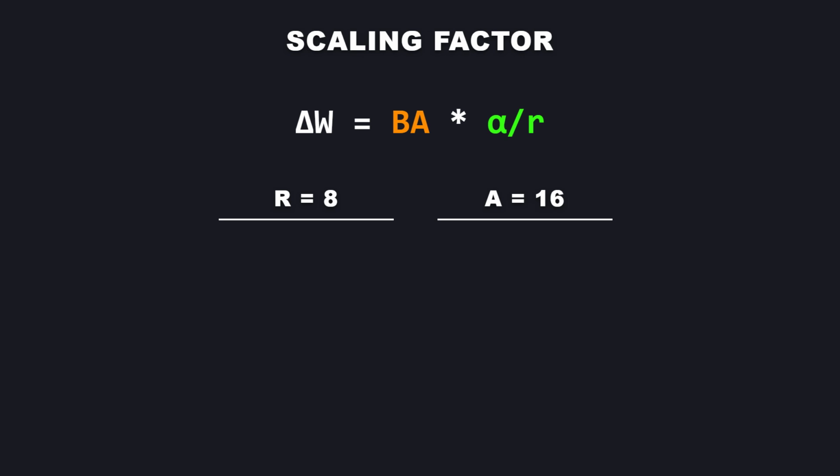Alpha is often set equal to R, simplifying the scaling term to 1. If alpha is smaller than R, the adaptation is intentionally dampened. Selecting the optimal R balances performance requirements and parameter count constraints. This requires empirical validation across diverse datasets.